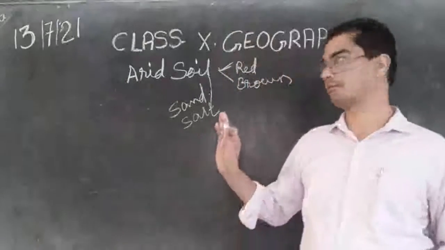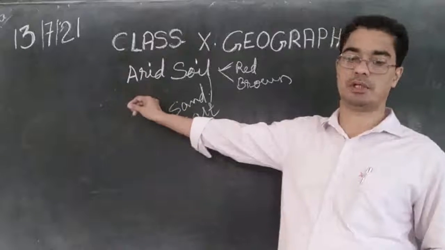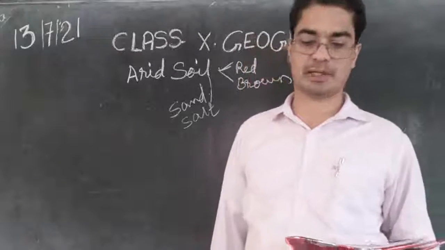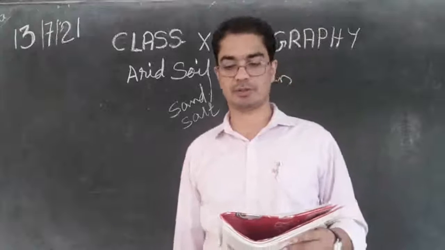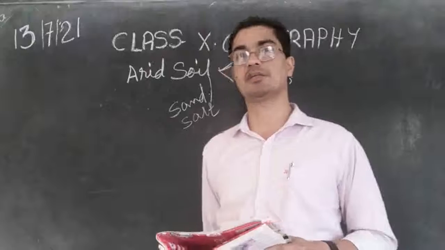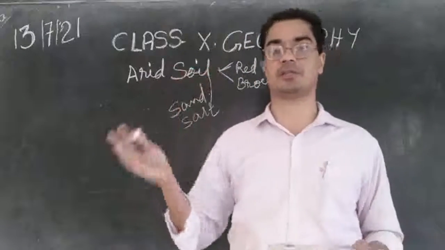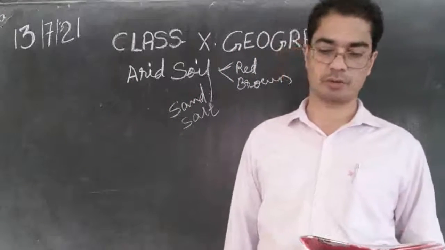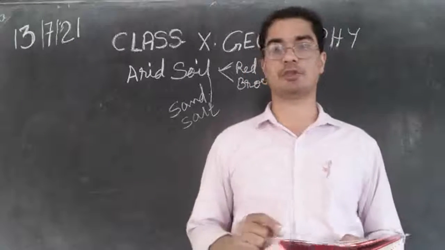So in this place the soil is very dry because the climate is very dry and the temperature is very high. Because of this dry climate and high temperature, what happens? The evaporation is very fast. Water is evaporating, getting disappeared. And therefore the soil lacks humus and moisture.